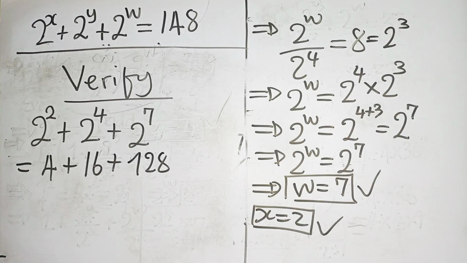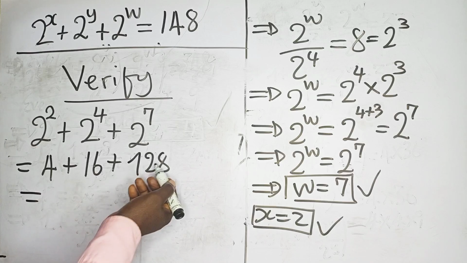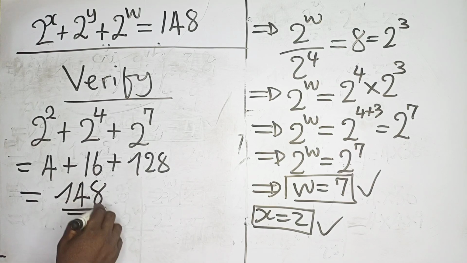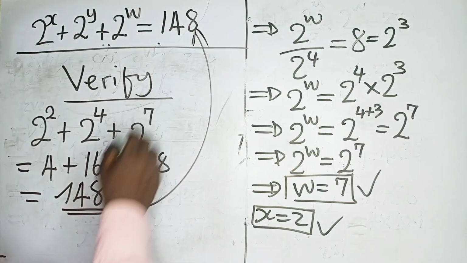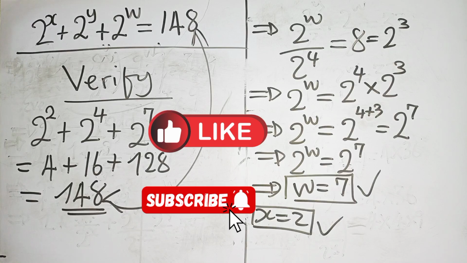128. All right, 128. When we add this up, what do we get? This is 20 plus 128. It gives us 148, which is our right hand side. Okay, so we have shown that the values that we got for x, y, and w are the correct answers to our strange looking exponential equation.